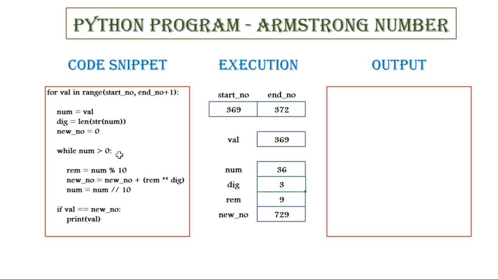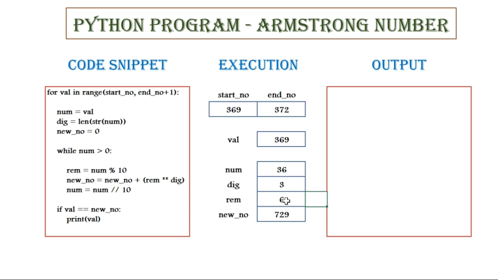While 36 greater than 0, yes, that is true. So the remainder is going to be 36 modulus 10. So the remainder is now going to be 6.